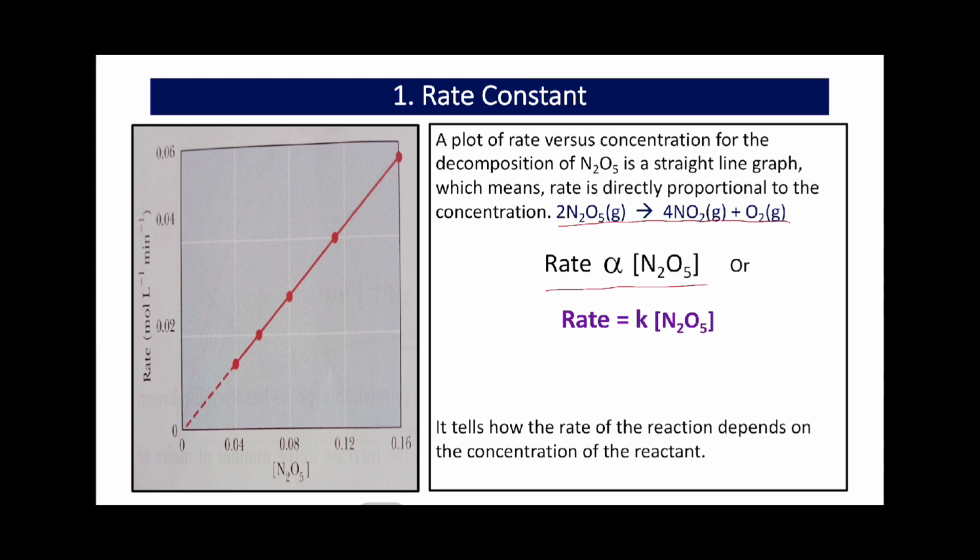Or, if we substitute this proportionality symbol with an equals sign, we have to write a constant. The constant used is K. Then we will get rate equals K concentration of N2O5, where K is the rate constant. It tells how the rate of the reaction depends on the concentration of the reactant.